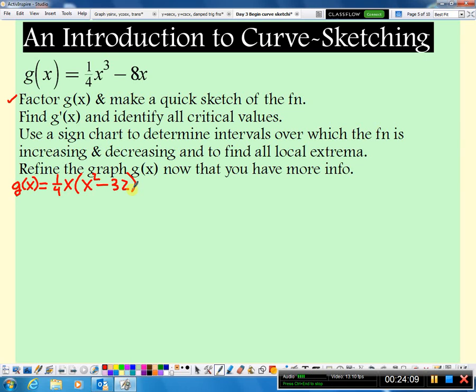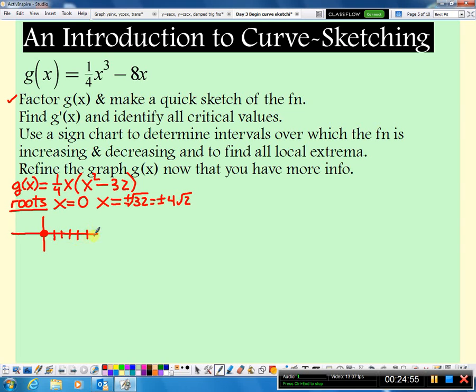It says make a quick sketch. Do you see that I can see, because of the factored form, that the roots of g of x are going to be at 0 and at plus or minus the square root of 32. If I wanted to be really good about that, I would say 32 is 16 times 2, so 4 square root 2. Now, my really quick sketch indicates that the square root of 32 is going to be a little bit smaller than the square root of 36, so the square root of 32 must be 5 point something or other.